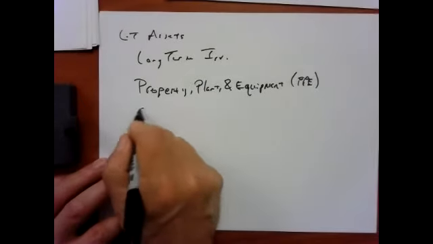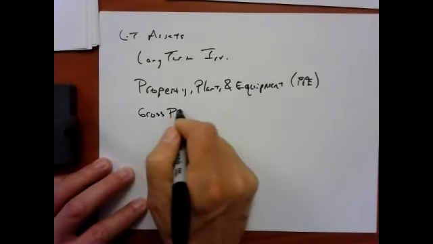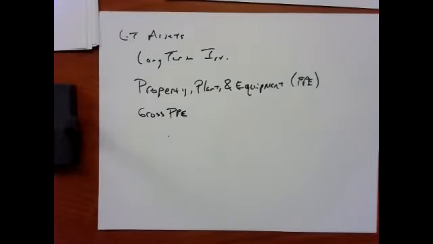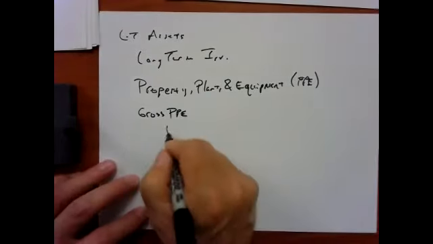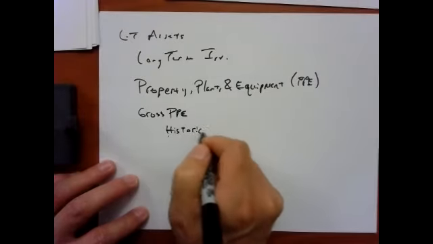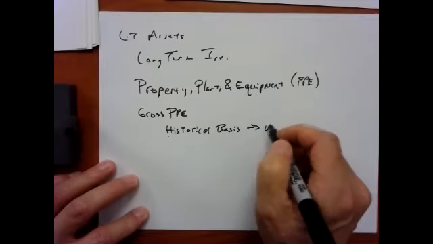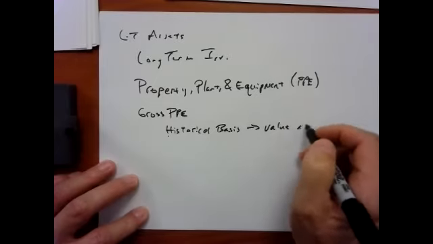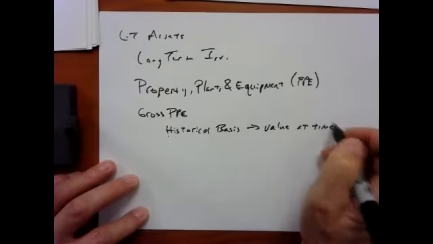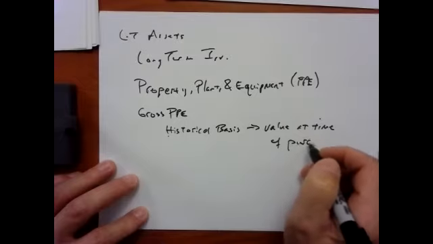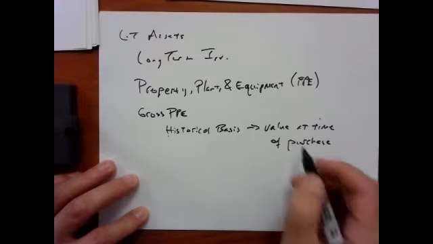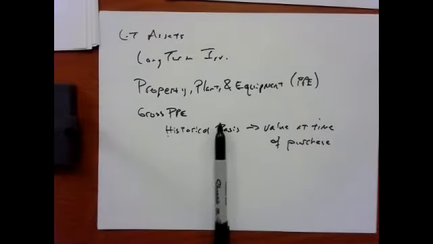You may have a line called gross, and I'm just going to abbreviate gross property, plant, and equipment. This is reported on a historical basis. It is based on the value at the time of purchase. So the university bought me my laptop a year and a half ago, and it was like $1,000.